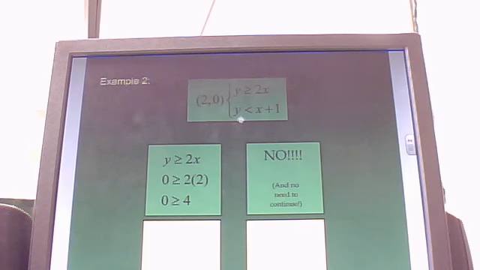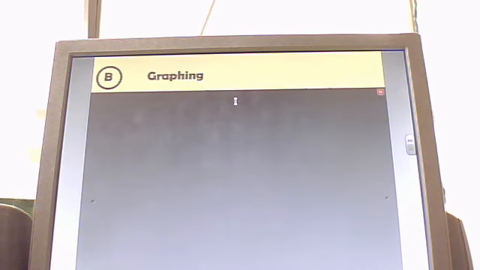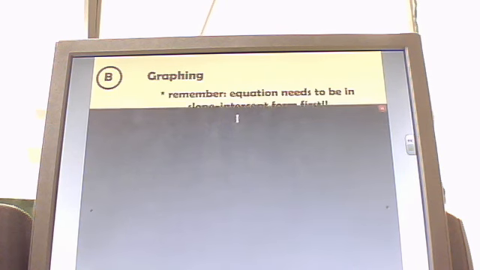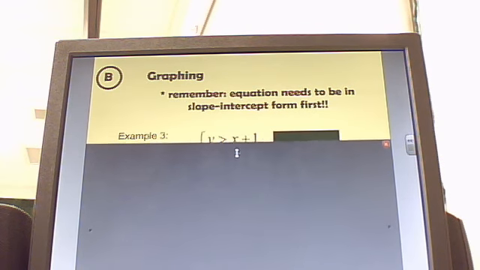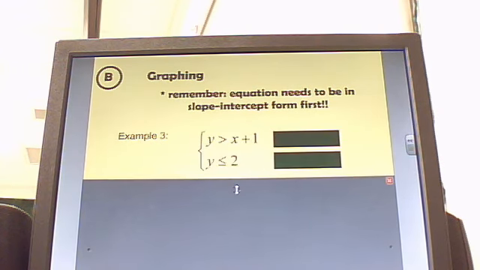Okay, the next thing we want to talk about is B, graphing. That will mean that you need to recall some things that we talked about previously, like the equation needs to be in slope-intercept form. Remember, that's y equals mx plus b. And then we'll need to remember some things about how to graph here in a second. So, on these equations, both are in slope-intercept form. The y is already by itself.